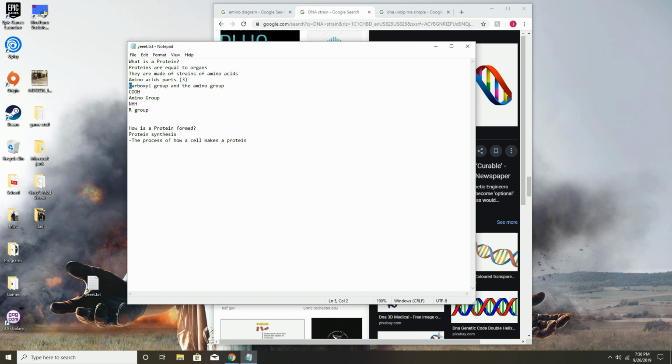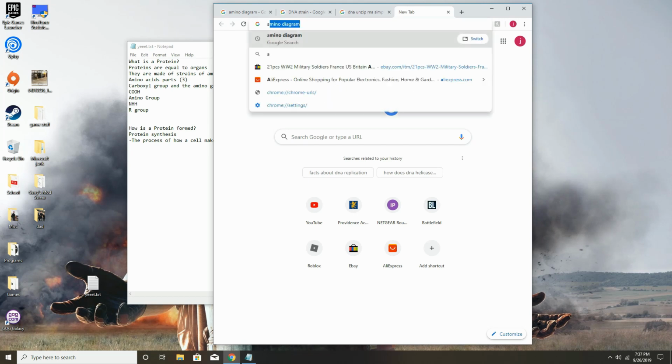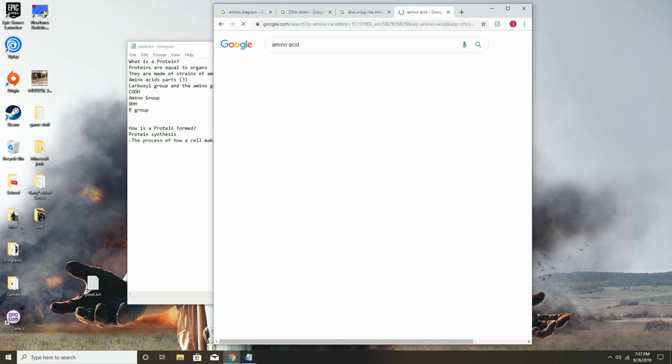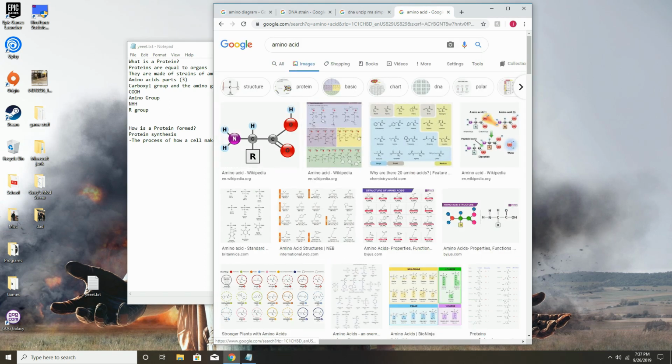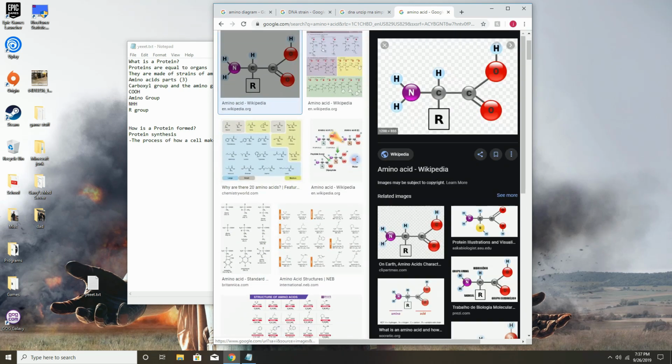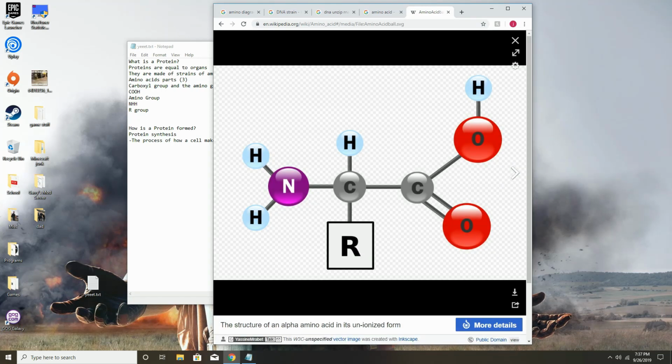So you have 2 groups. They're called the carboxyl group and the amino group. The carboxyl group is made up of a carbon atom, 2 oxygen atoms, and a hydrogen atom. So every amino acid has a carbon atom and 2 oxygen atoms and a hydrogen atom on one side. Is there a better picture than these? Oh, here we go. So this is the carboxyl group. It has a carbon atom, 2 oxygen, and a hydrogen. So this will be the same on every amino acid.